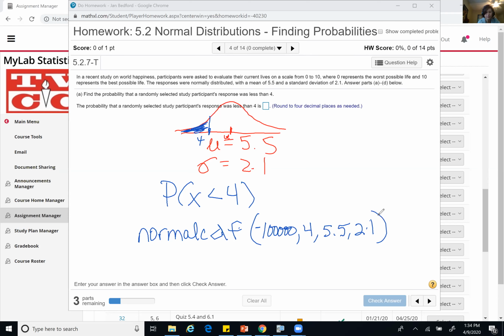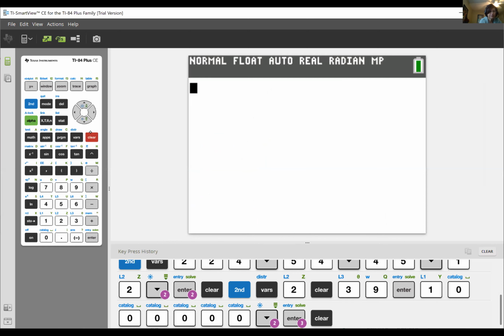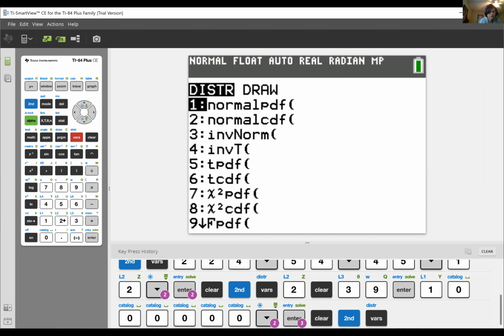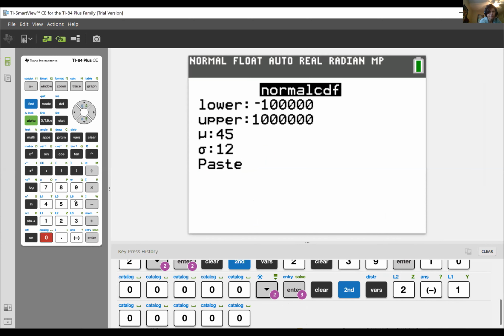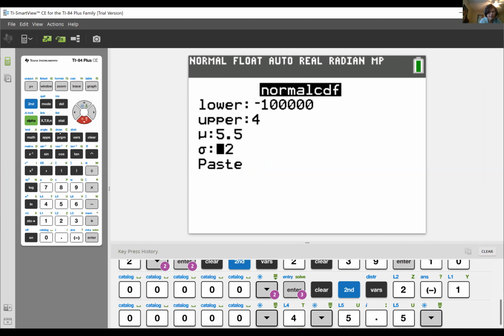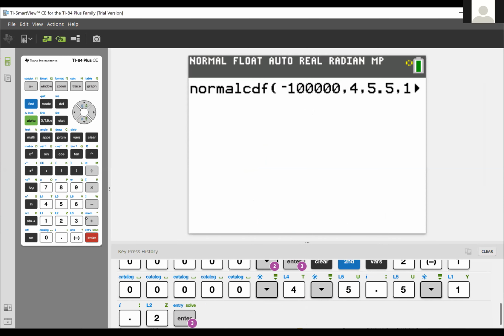Now I'll pull it up real quick so we can calculate it. And if we clear and we go to second vars, choose 2, and type in that big negative number, and then type in 4 and 5.5. And what was that sigma? Do you remember? 1.2? Oh no, 2.1. I'm stupid.